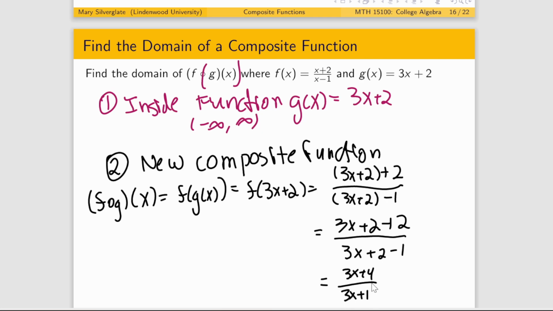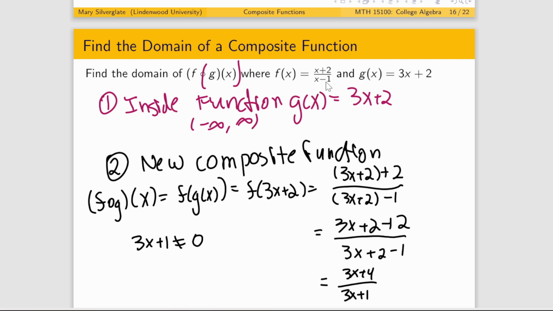Now I want to ask myself about the domain of this new composite function. And when I have x's in the denominator, what do I have to worry about? I need to make sure I'm not dividing by 0. So in this case in particular, I want to make sure 3x plus 1 does not equal 0.